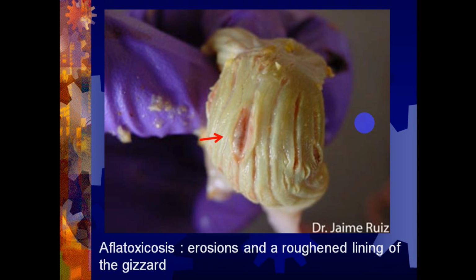And in aflatoxicosis, there will also be erosions and a rough surface of the gizzard. Okay, so aflatoxins also cause gizzard erosions.